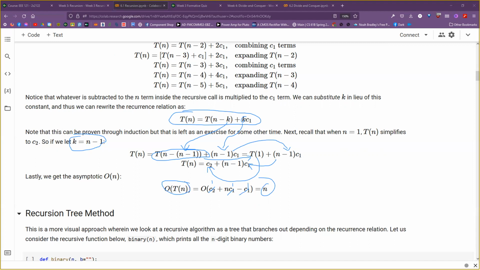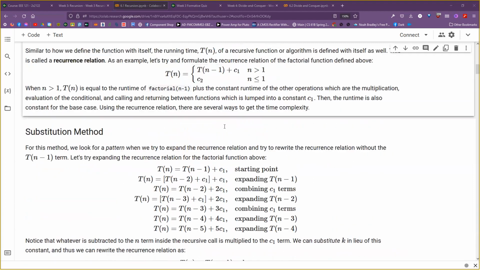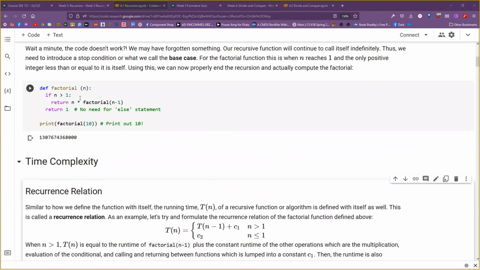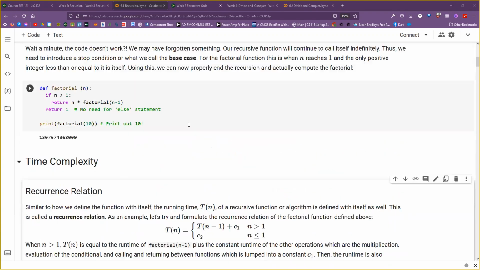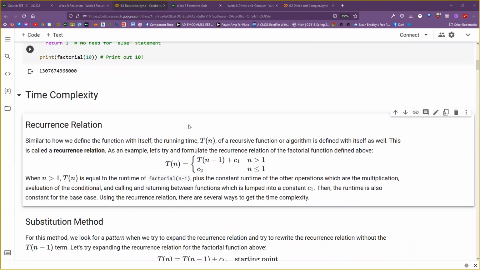And you can also verify this. For example, if I have the factorial of 10, how many times does the function get called? Factorial of n calls factorial of 9, and then 8, 7, 6, 5, 4, 3, 2, 1. So that's a total of 10 function calls. If my input to factorial is 20, it will also be 20 function calls. So for factorial, the number of function calls is basically our running time.